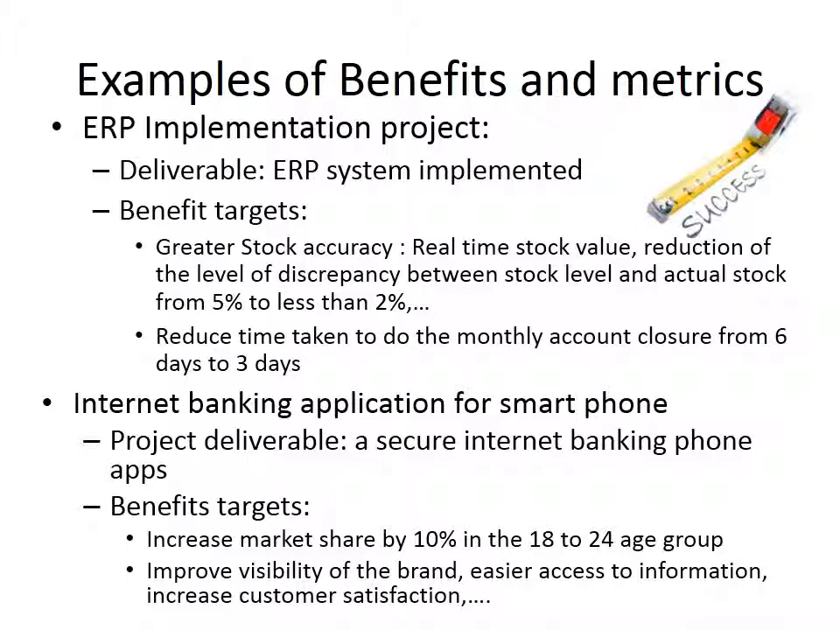All right, I hope that gives you a good sense of how we can really move from just defining a scope, a deliverable of a project, to identifying benefit and benefit target. A quick common mistake when we're developing benefit and benefit metrics: be very careful not to be vague. Be very specific, and it's better to be not exactly accurate in your target, but to actually have a target.